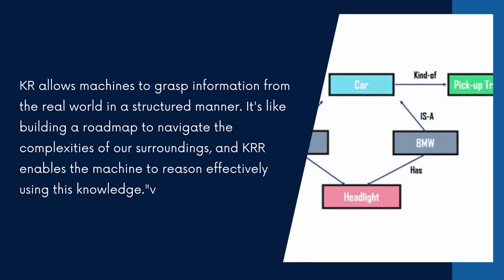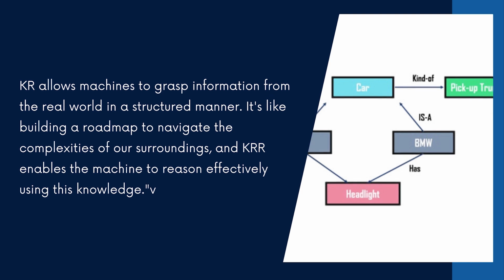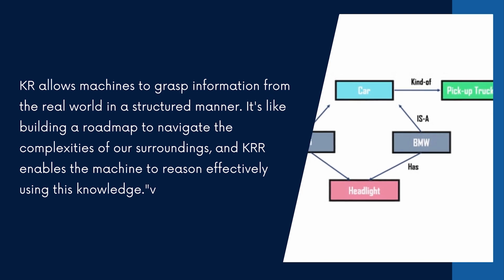Knowledge representation allows machines to grasp information from the real world in a structured manner. It is like building a roadmap to navigate the complexities of our surroundings, and knowledge representation and reasoning enables the machine to reason effectively using this knowledge. Knowledge representation and reasoning unlock the door to human-like intelligence in machines.